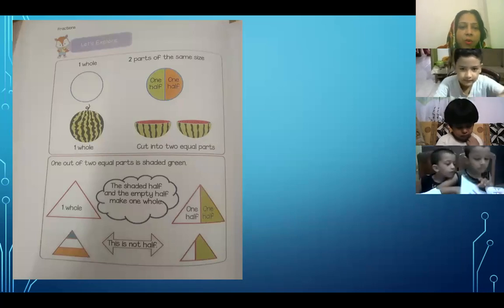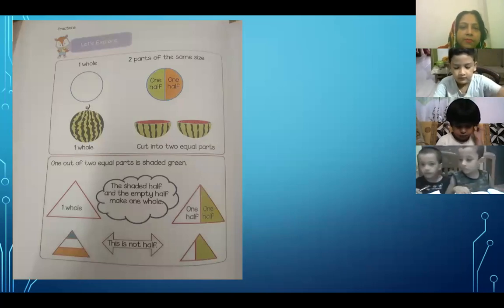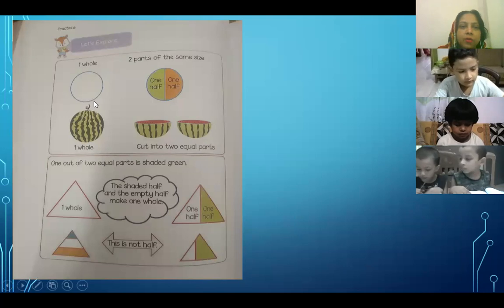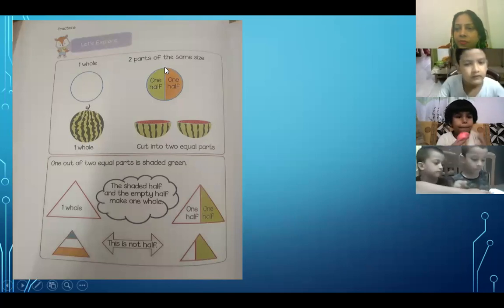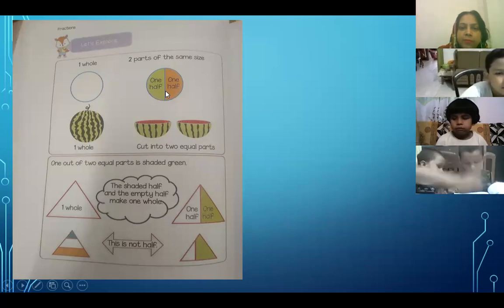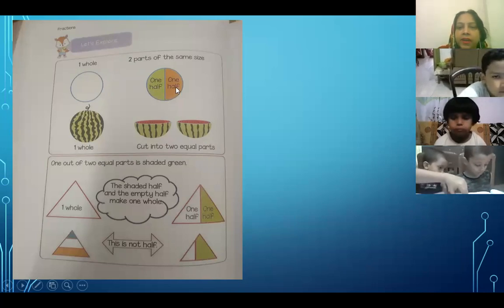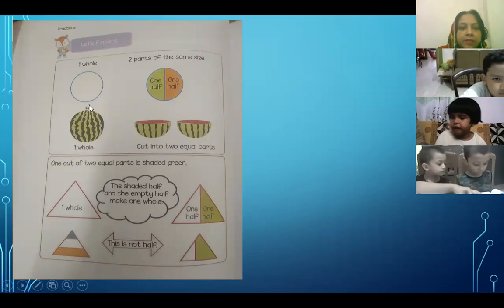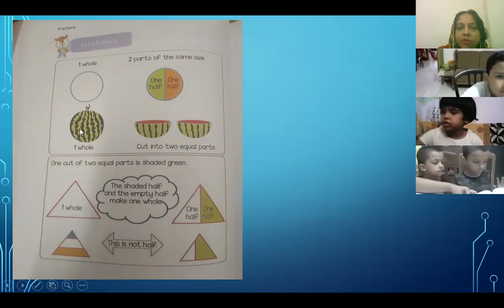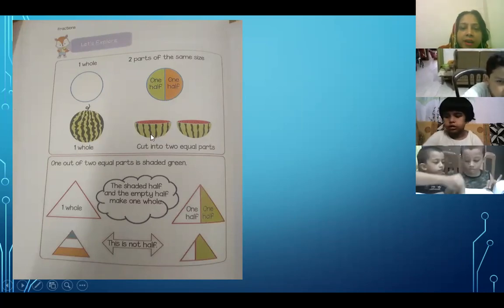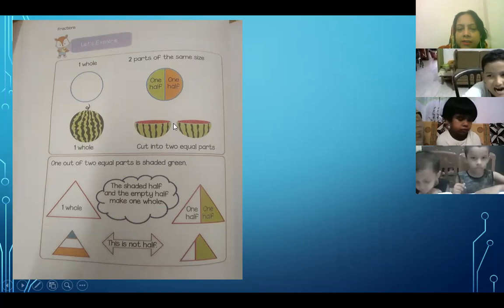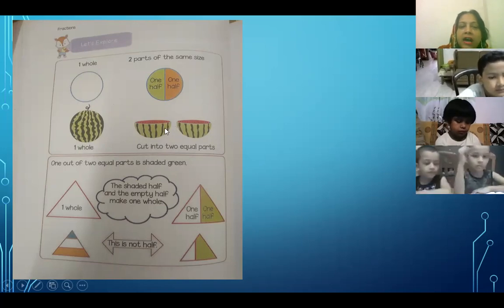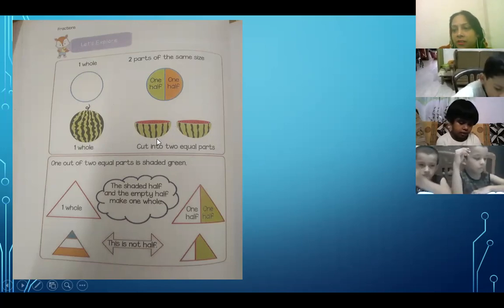Okay. This is a whole thing. Two parts of the same size. If you mark a line in this, this is one half and this is one half. Let's talk about a whole watermelon. If we cut this watermelon into two equal parts, one is called half. This is called fraction.